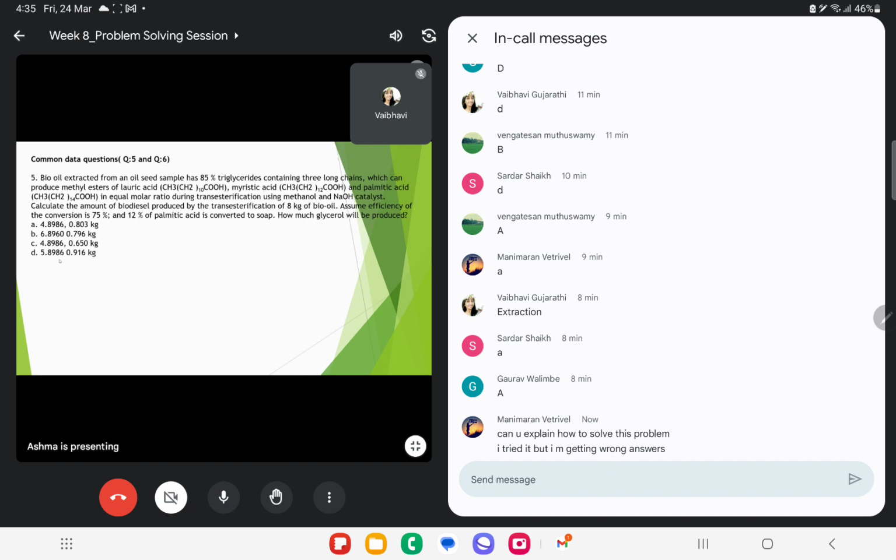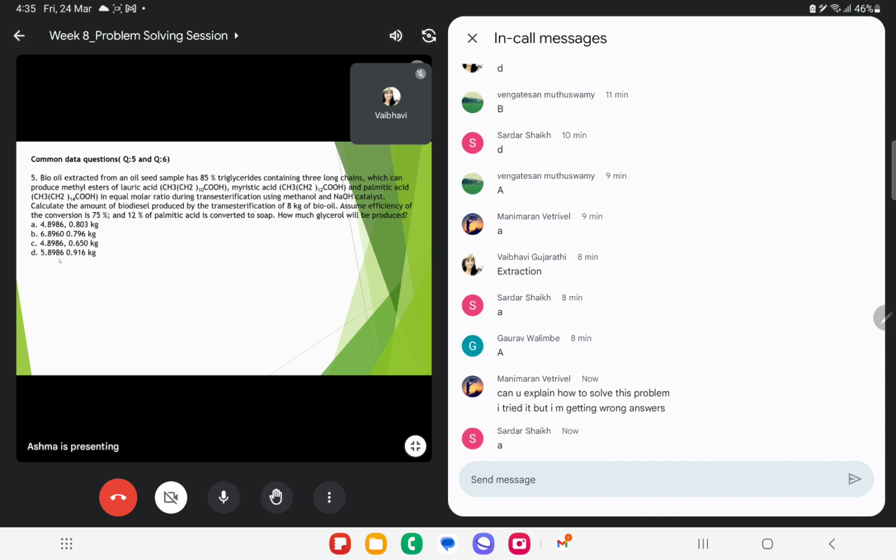Yes, Manimaran, I will explain how to solve this problem. So first try to solve it. So just wait for others. We will wait for others to solve it. Then I'll explain how to approach this problem. So I got one answer. So I'll wait for 2 more minutes for everyone to at least try solving this question.